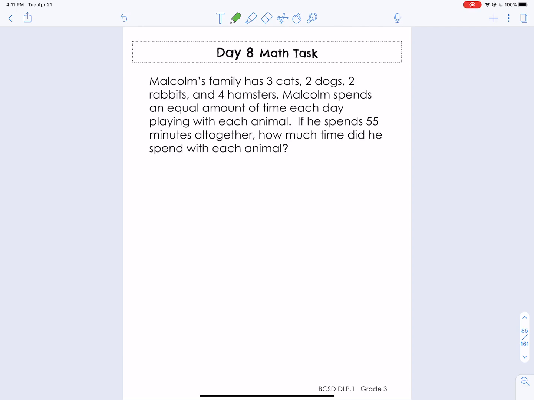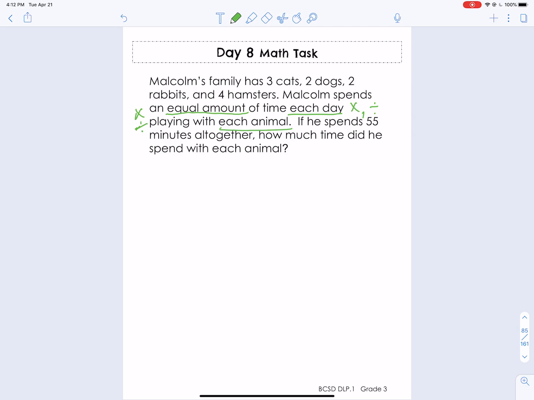Malcolm spends an equal amount of time each day playing with each animal. Okay, that word, equal amount, usually tips me off to a couple different things. We could be dealing with multiplication or division here, okay? And he's spending an equal amount of time each day with each animal. Again, sometimes multiplication language, sometimes division language.